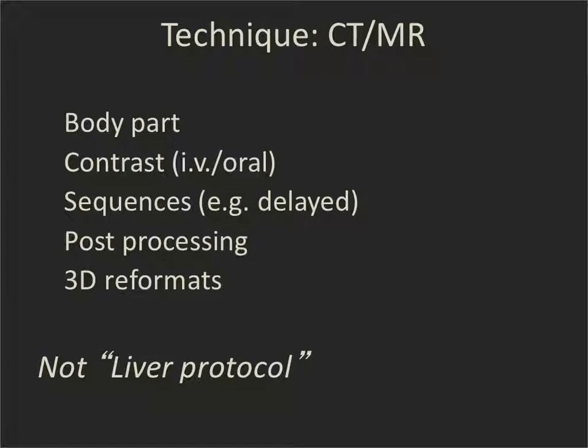In CT and MRI, we also have some specific requirements for technique. You need to say what body part, so chest, abdomen, and pelvis, for example, whether oral and intravenous contrast was given, the sequences. So, for example, if you obtain delayed sequences for a CT urogram, whether any post-processing was being performed, such as 3D reformats. What you cannot say is liver protocol or CT pulmonary angiogram protocol.